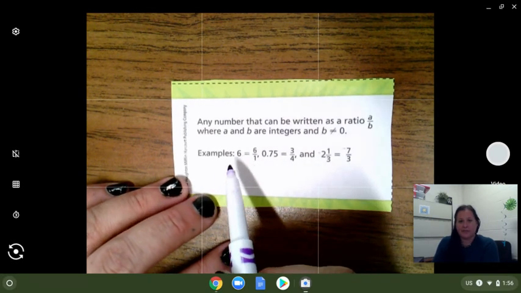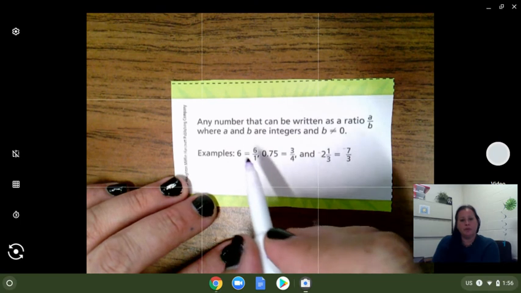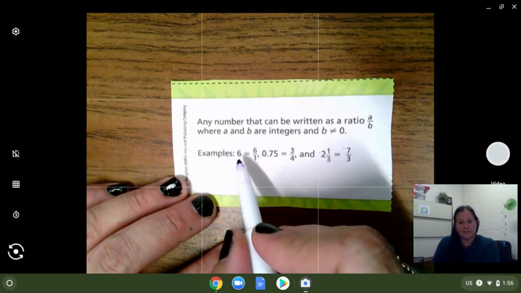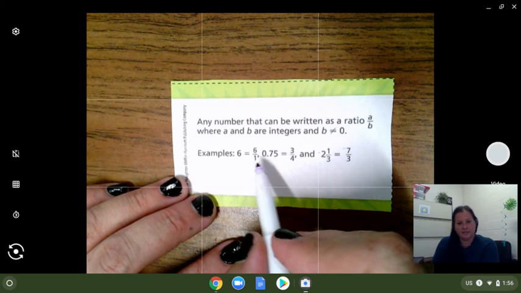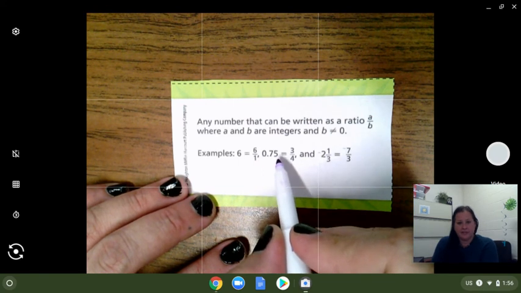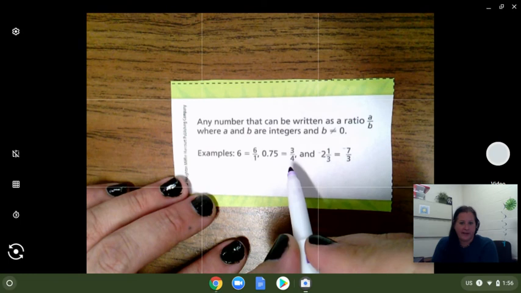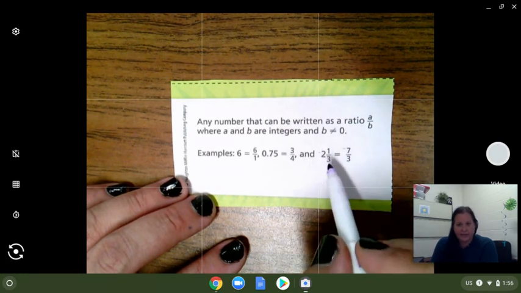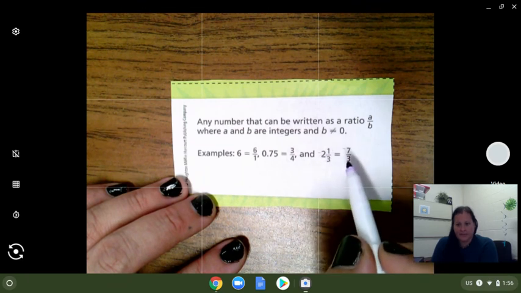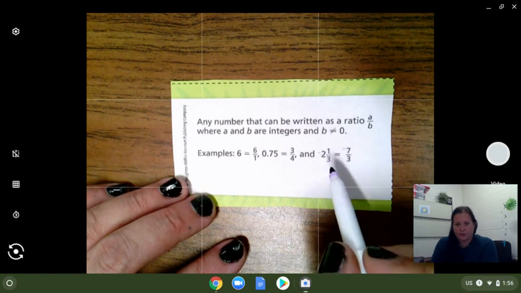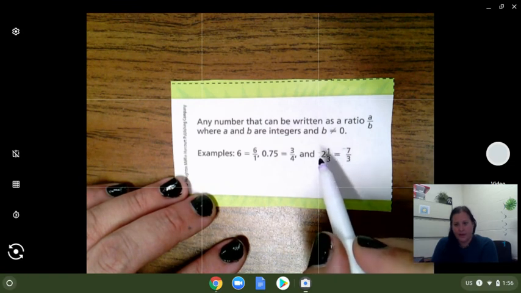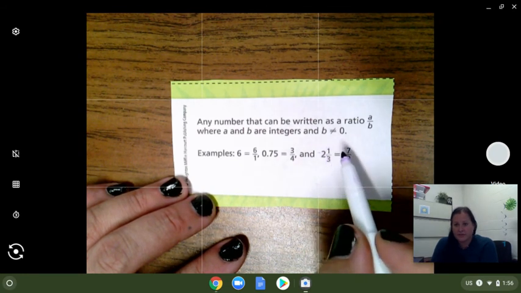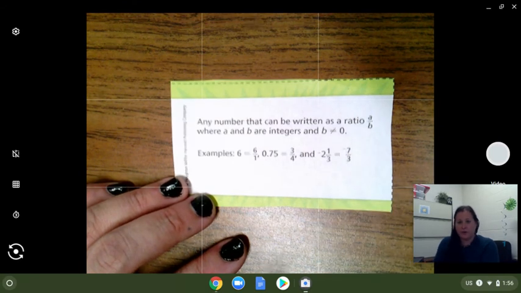Some examples of rational numbers would be 6 or 6 over 1. So 6 is a rational number because it can be written as a fraction. This is 75 hundredths, which we could write as 75 over 100 and simplify down to 3/4. And then we have a mixed number here, and this has a negative sign in front of it, but this mixed number could also be written as negative 7/3, 3 times 2. So we have 3 pieces in the pie, 2 whole pies. So you have 2 whole pies of 3 pieces, that's 6 pieces plus the 1 you already had, 7. So we have negative 7/3. And those are all rational numbers.